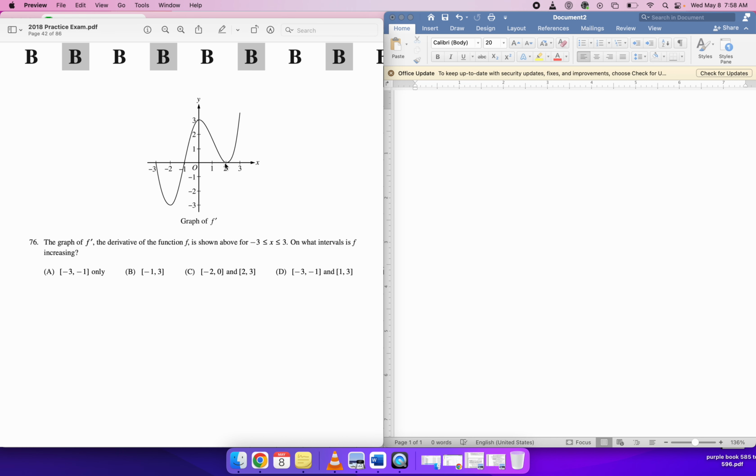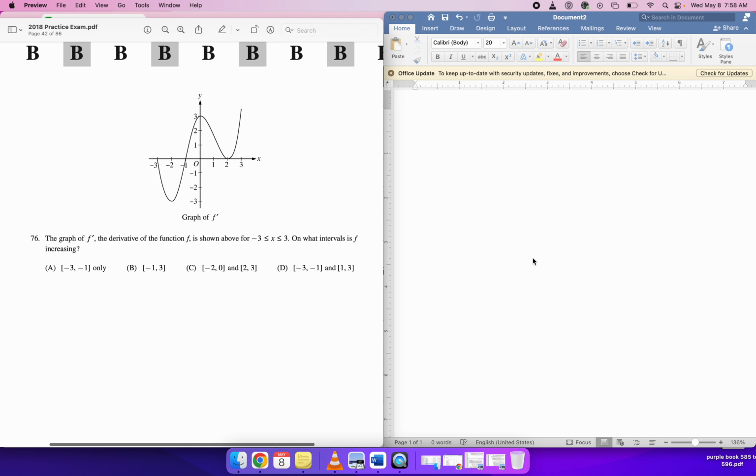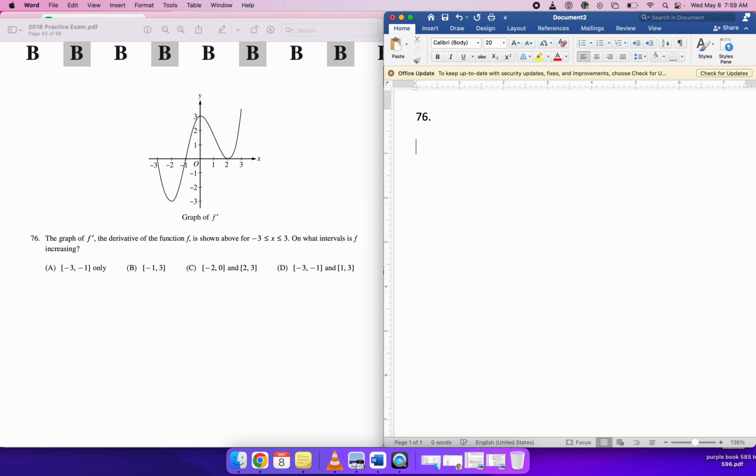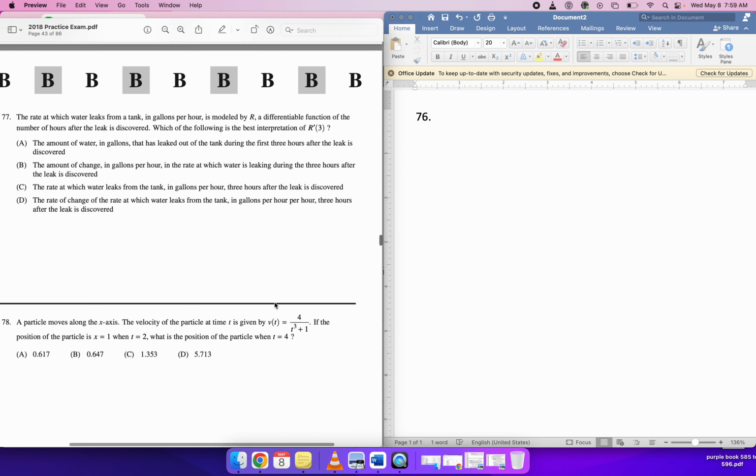I guess technically not including 2 because the derivative is 0 at 2, so strictly speaking, maybe it's not increasing at 2, but certainly -1 and beyond. So it looks like -1 to 3 is the right answer, right? On -1 to 3, f prime is positive. So that's number 76.